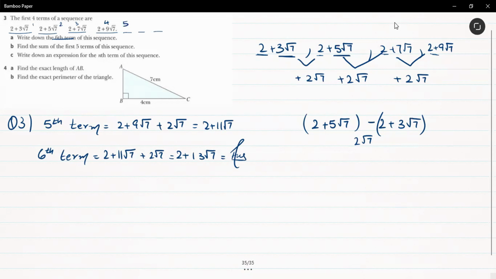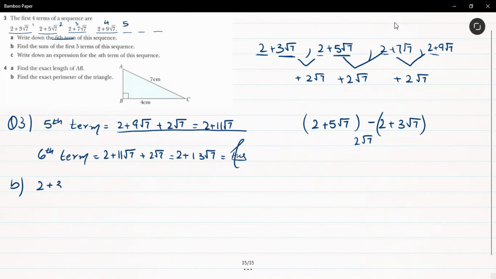Again, if you know arithmetic and geometric progression formulas, you could use them here. Right now, I'm trying to keep it basic, so that's why I'm not using them. Okay, for part B, we have: find the sum of the first 5 terms of this sequence. The reason why I directly found the fifth term is because we are going to need it here. So, first 5 terms.